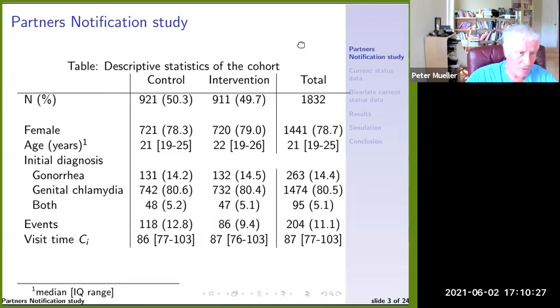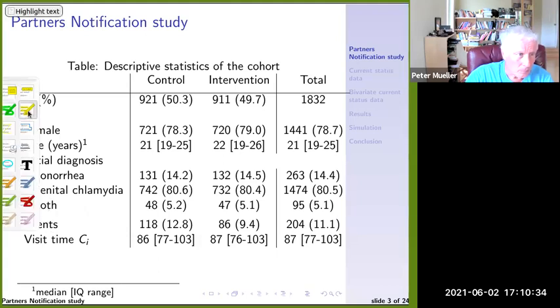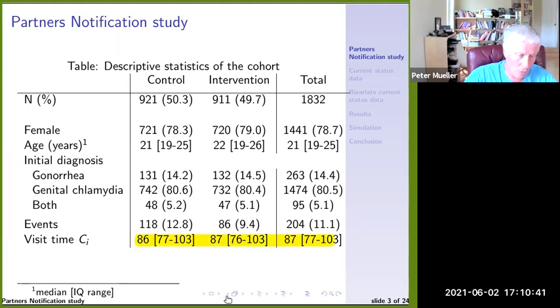Just a quick summary of the data. I want to draw your attention maybe to the last line. The visit times are kind of all over the place. I think they were supposed to visit uniformly over a certain window, and that's exactly what we see in the visit times. The median visit time is after 86, I think it's days, and in square brackets you see interquartile ranges. There's a wide range of times when they come back.